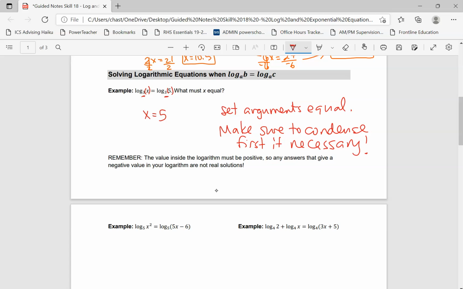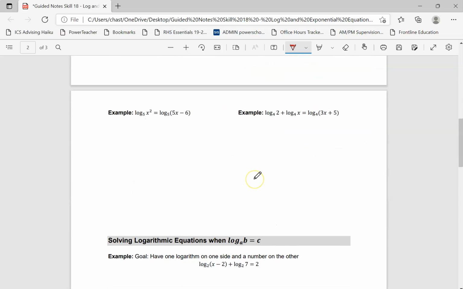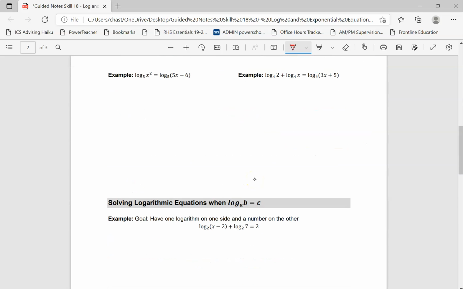Okay, that's why we learned the skill that we did last time. Also remember that the value inside the logarithm must be positive. So any answers that give a negative value in your logarithm are not real solutions. And we'll see those pop up. All right, let's look at this example.